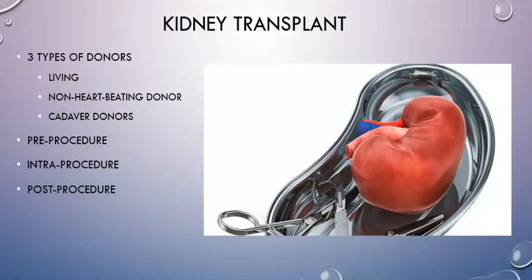There are 3 types of donors: living, non-heart beating donor, cadaver donor. So the living can be related or not, of course. Non-heart beating donor, this is someone who is declared dead by cardiopulmonary criteria. Cadaver, these are a match by tissue type. They also include assessment of blood type or ABO compatibility. Clients receiving a living related donor have 90% kidney graft survival.